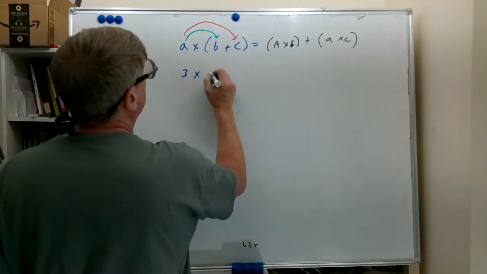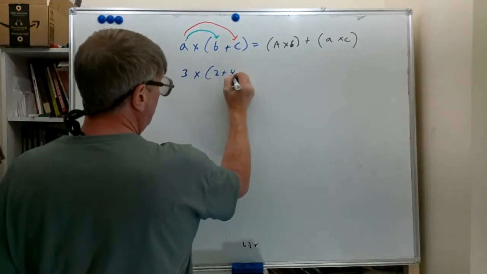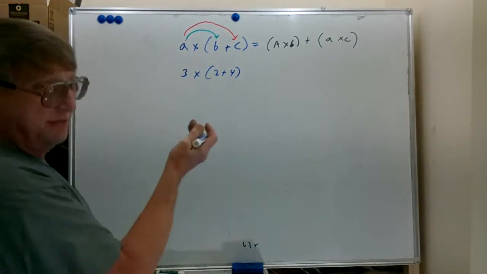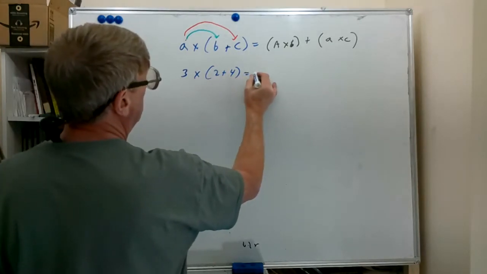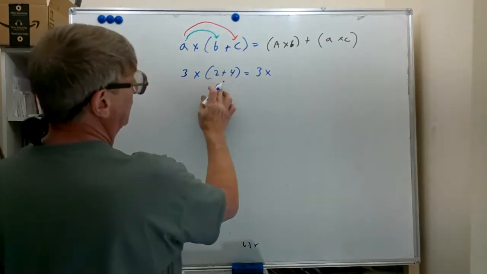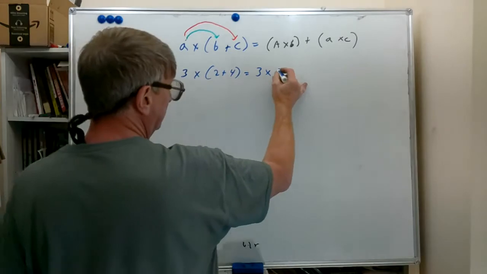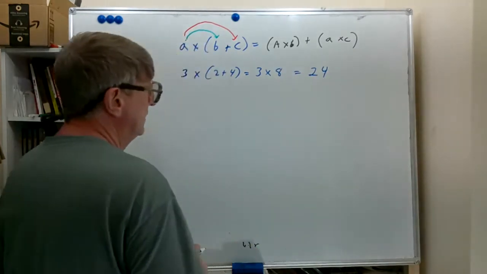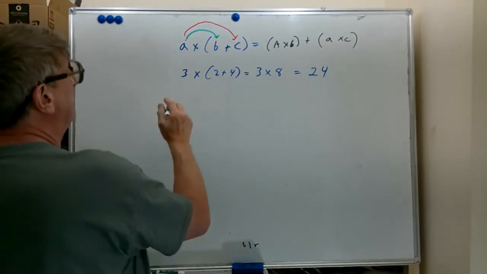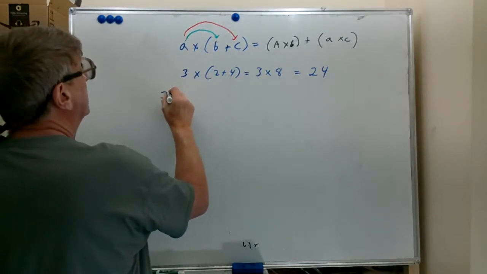3 times 2 plus 4. First, let's do it using the order of operations. We would do the 2 plus 4. 2 plus 4, we would say that's 8. Then when we do the multiplication, we get 24. So let's do the same problem using the distributive property.